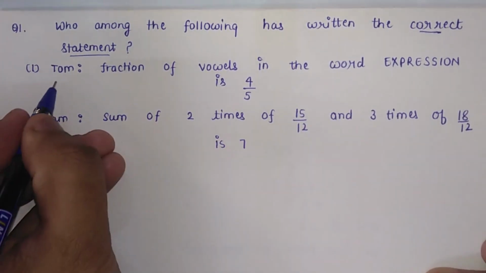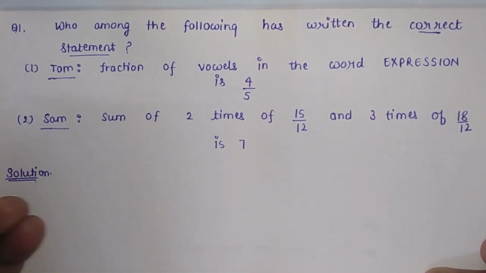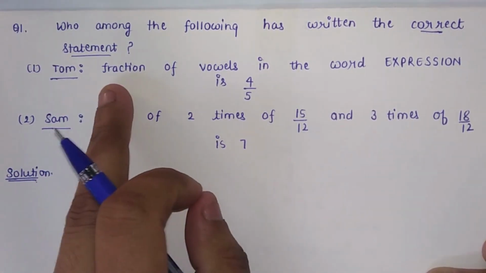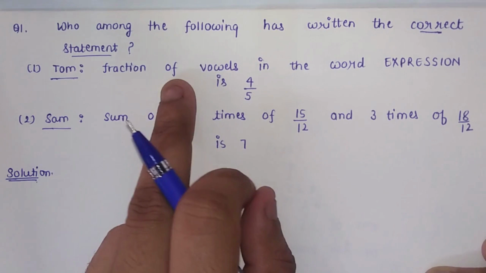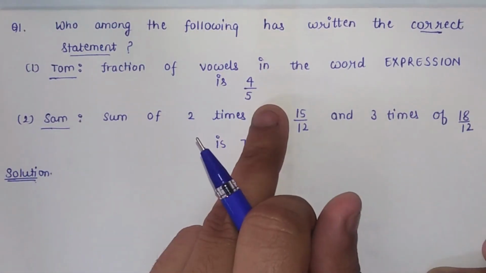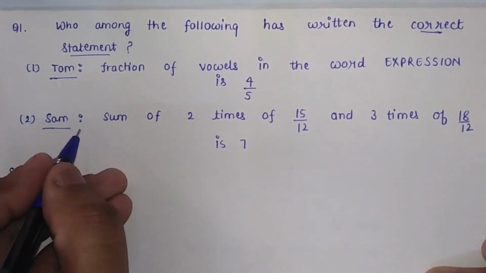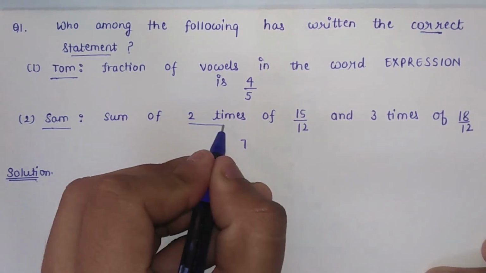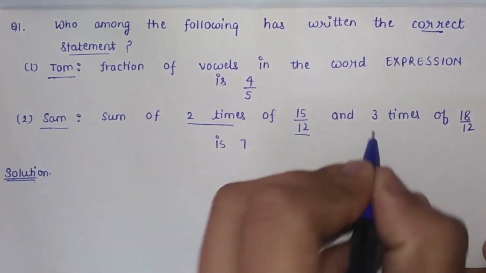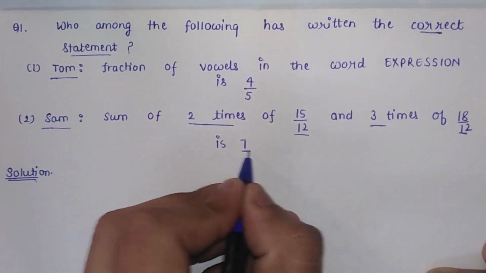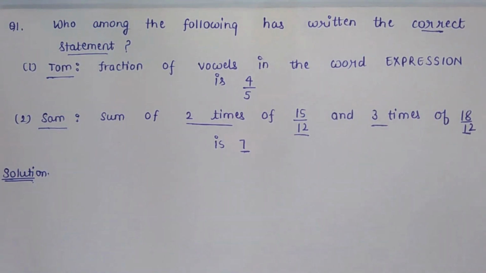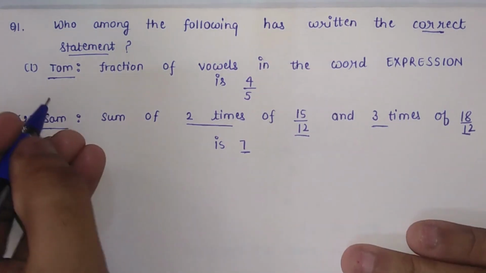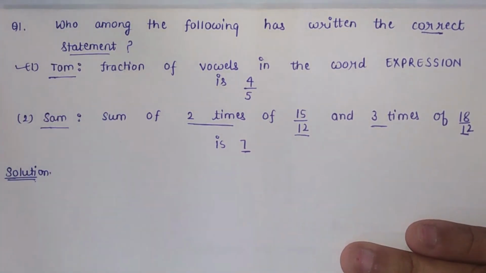So there are two persons. First one is Tom and the other one is Sam, and they have written two statements. First statement is fraction of vowels in the word expression is 4/5, which is written by Tom, and Sam has written sum of two times of 15/12 and 3 times of 18/12 is 7. So these two statements are written by Tom and Sam, and we have to find out which of the statements are correct. So let's first take a look at Tom's statement.